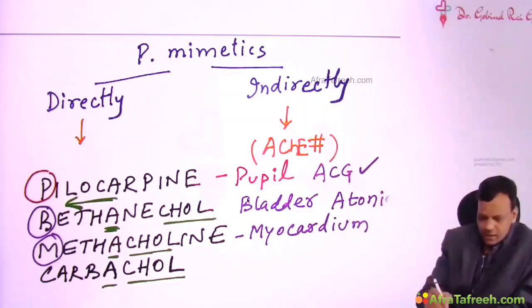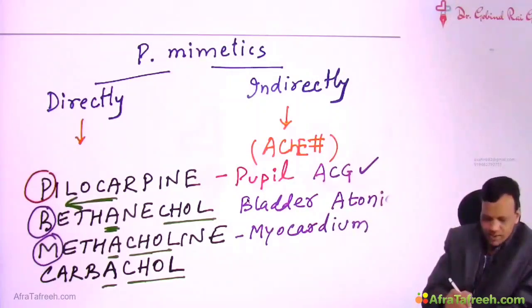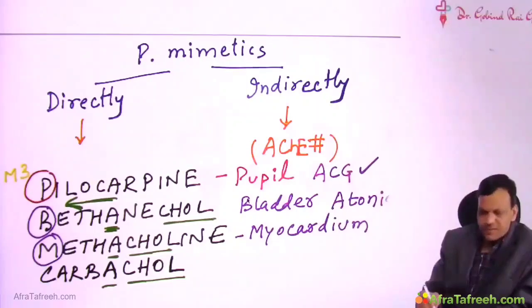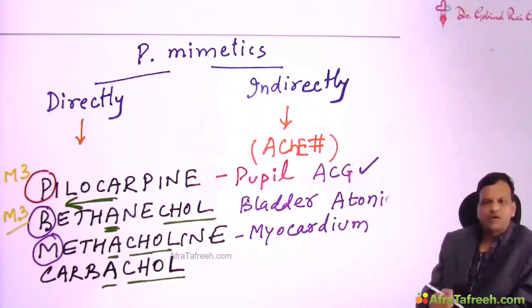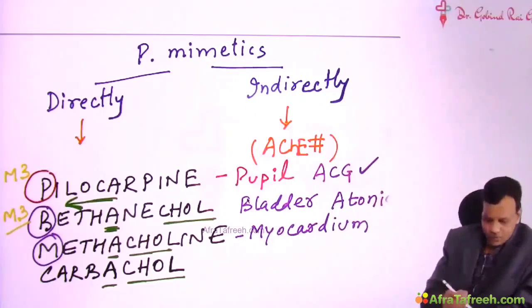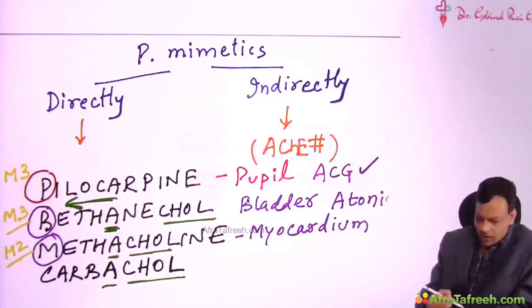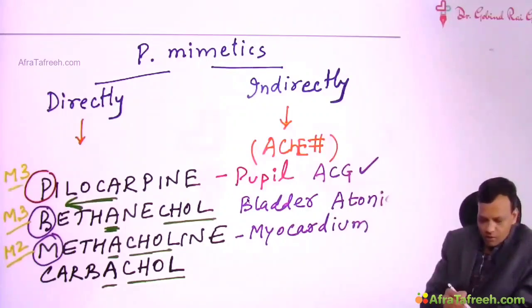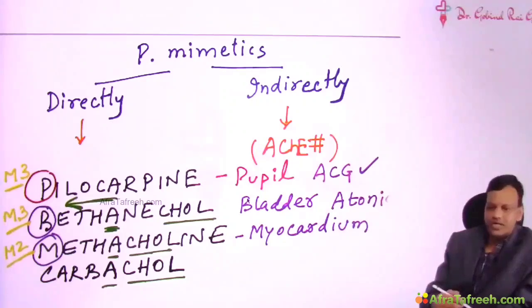Now quickly revising, which receptor is present on the pupil? On the pupil we have M3 receptors. So pilocarpine works on M3. Which receptor is present on the bladder? M3 receptors. So bethanechol works on M3. Which receptor is present on the myocardium? It is the M2 receptor. Methacholine works on the heart, M2 receptors. Now what we find is that the 3 drugs we have discussed so far all work on muscarinic receptors. So the first 3 drugs are not working on nicotinic receptors.